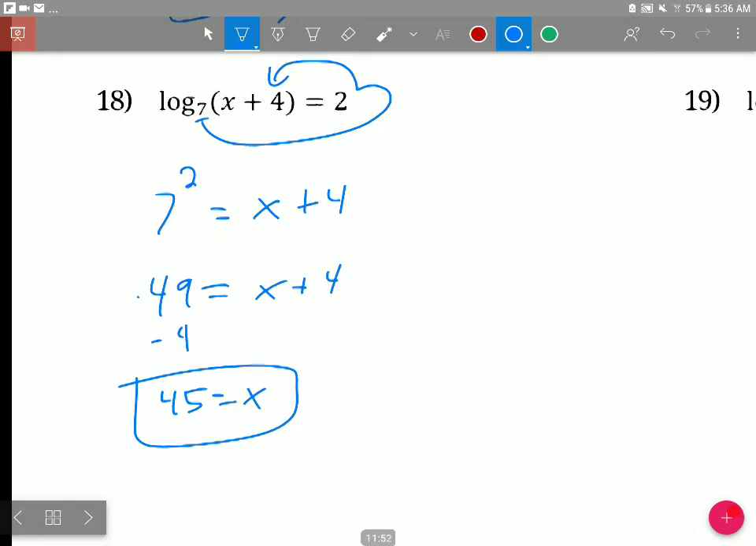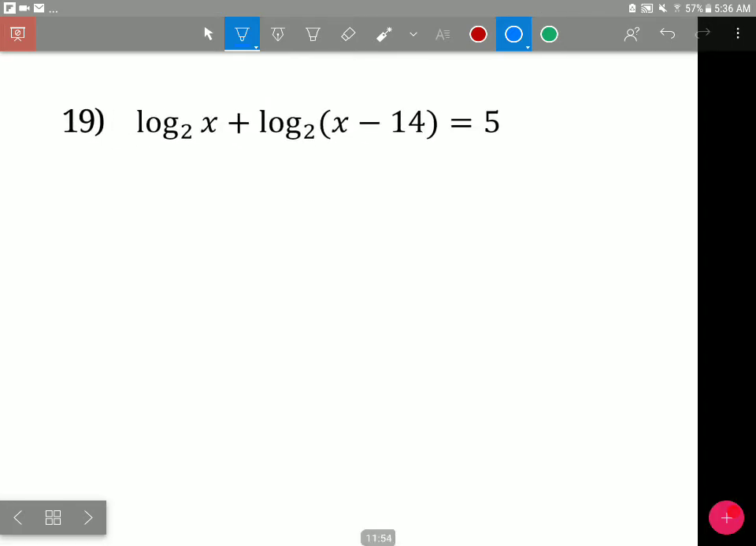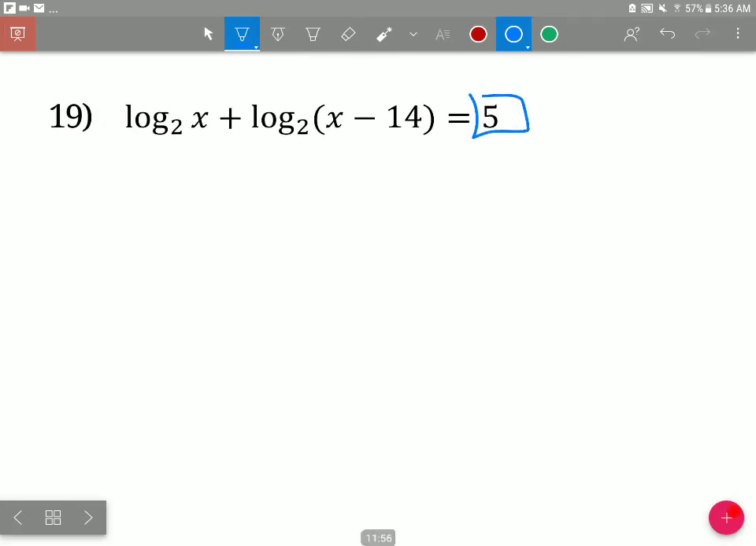Alright, number 19. This video is getting a little long. Again, this doesn't have a log on both sides, so we can't cancel them out. We just have to combine them. So I'm going to start by combining these two. They're both positive, so they're both in the numerator. They're going to multiply. So it's log base 2 of x squared minus 14x equals 5.